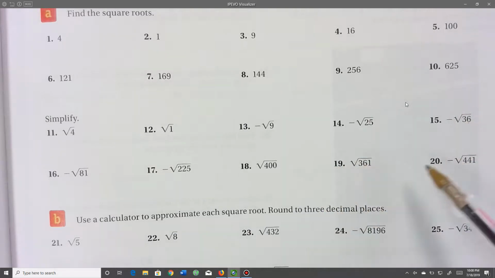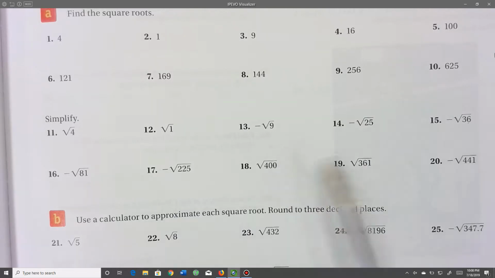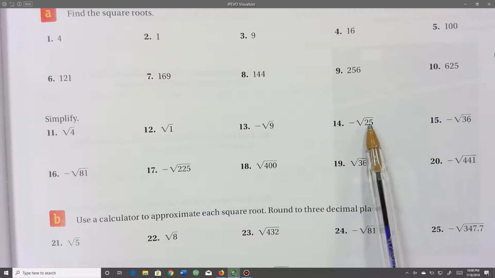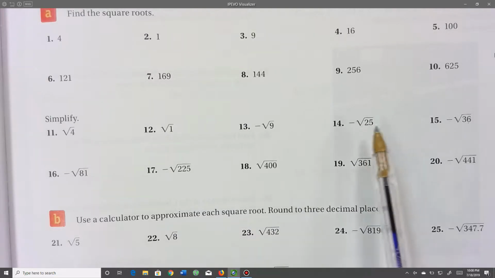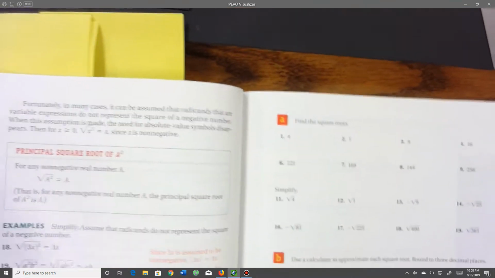In these two sections, we will not talk about negative values inside the radical sign, or negative radicands, because that's going to yield imaginary numbers, and we are not working on imaginary numbers in this chapter. So that's all the variations, I think, that you may come across on your assignment.